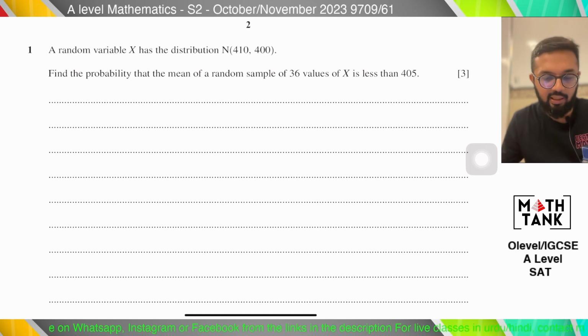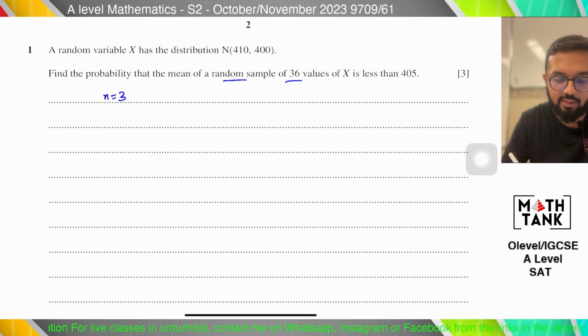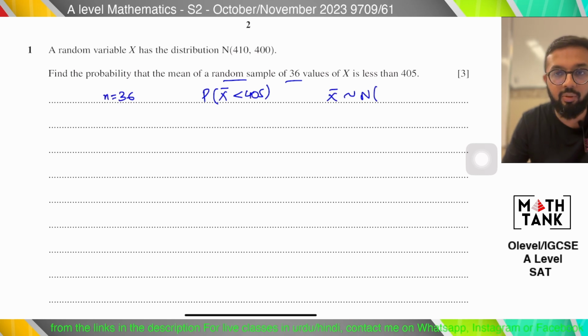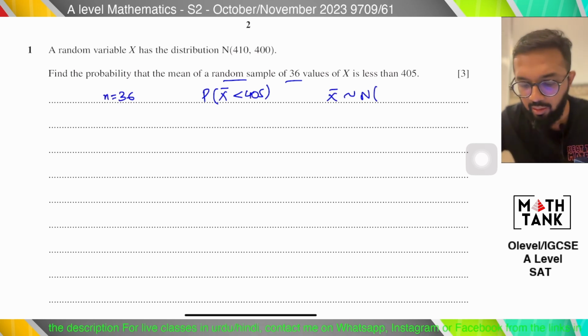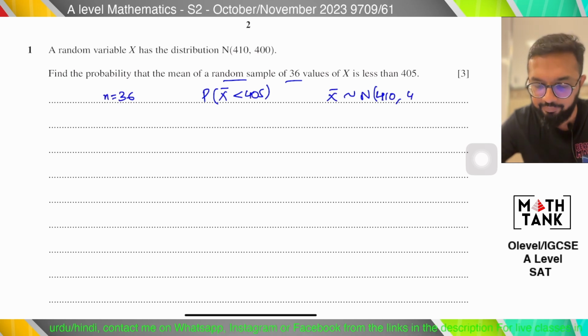It says a random variable x has the distribution N(410, 400). Find the probability that the mean of a random sample of 36 values, n is 36, x bar, is less than 405. Now I must have the distribution for x bar. X bar then follows a normal distribution which has the same mu, but has a different standard deviation. So it's going to be 400 over 36.